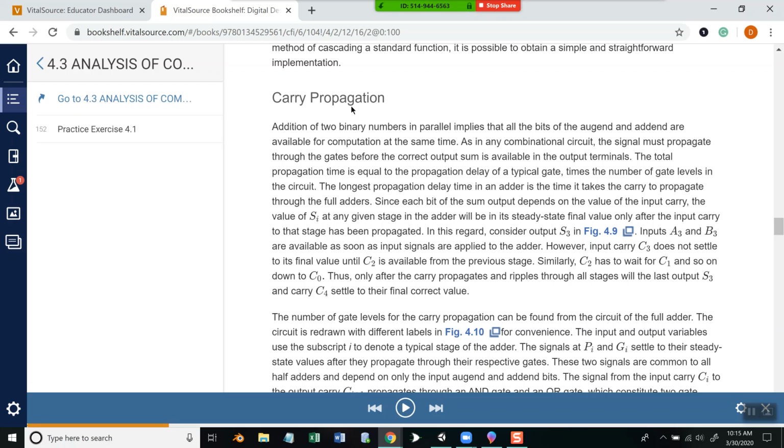This is an interesting idea. The carry propagation. Addition of two binary numbers in parallel implies that all bits of the augend and addend are available for computation at the same time. As in a combinational circuit, the signal must propagate through the gates before the correct output sum is available in the output terminals. Total propagation time is equal to the propagation delay of a typical gate times the number of gate levels in a circuit. The longest propagation delay time in an adder is the time it takes the carry to propagate through the full adders.